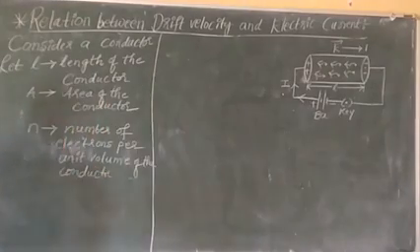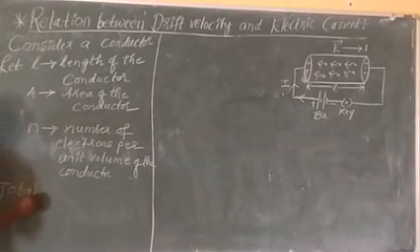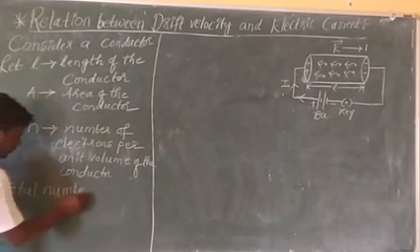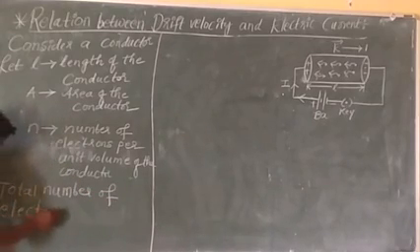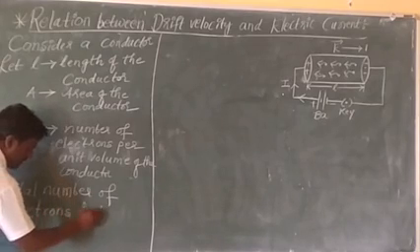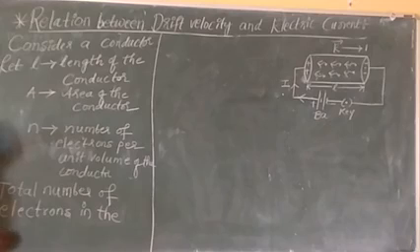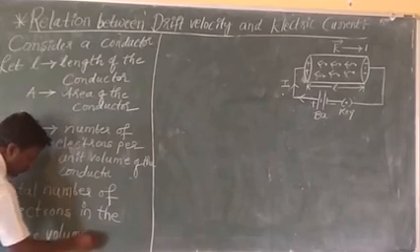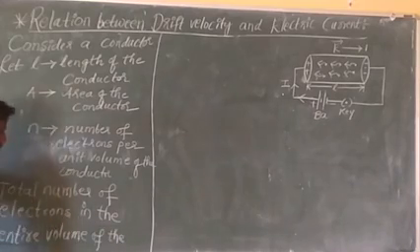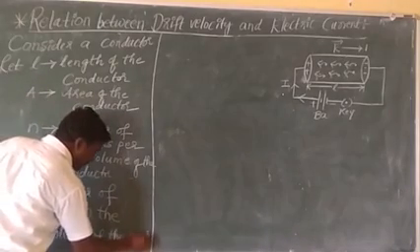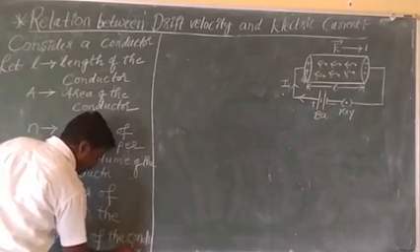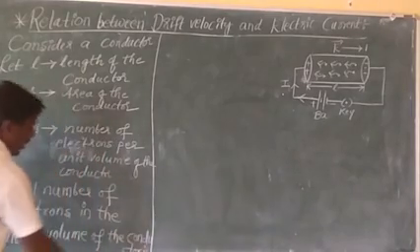So now first we shall calculate the total number of electrons in the entire volume of the conductor. How many total electrons are present in the total volume of the conductor?